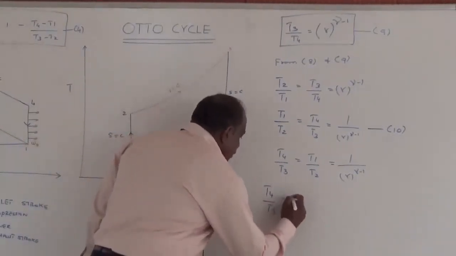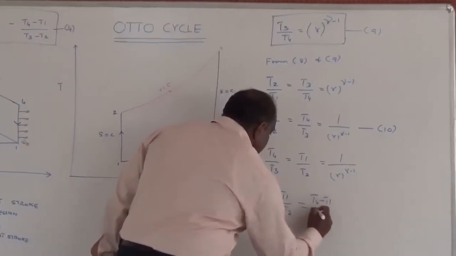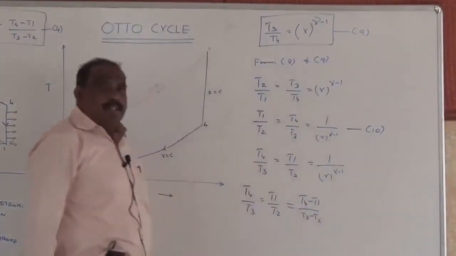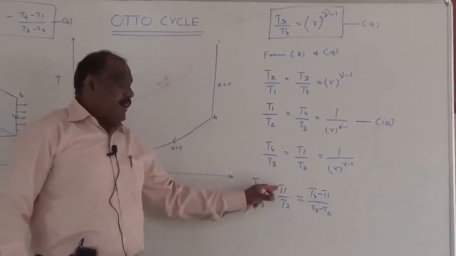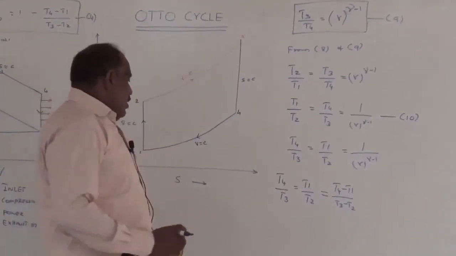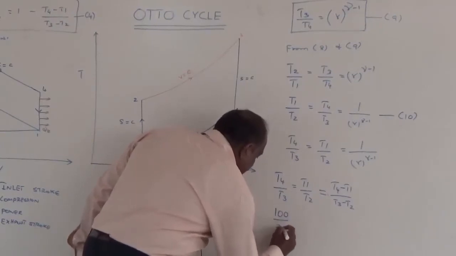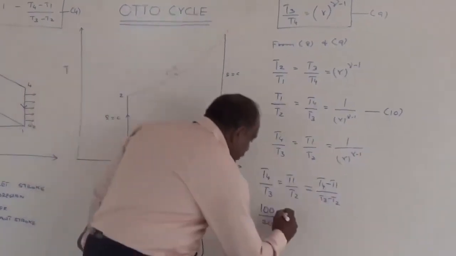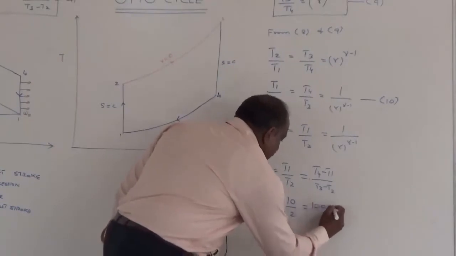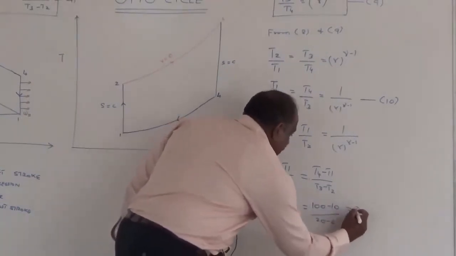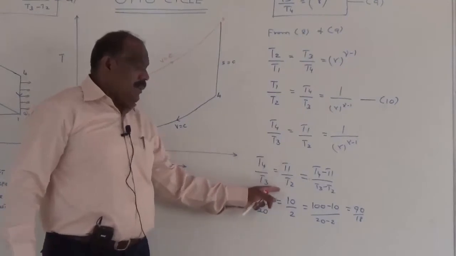From this one, T4 by T3 is equal to T1 by T2 implies this should also be equal to T4 minus T1 by T3 minus T2. This is a common rule in mathematics. So if T4 by T3 is equal to T1 by T2, then T4 minus T1 by T3 minus T2 will also be equal to what? T1 by T2 and T4 by T3. For example, if you want to confirm this, if I have T4 as 100 and T3 as 20, the ratio will be 5. Here also you can take 10 by 2, then also it will be 5 because both will be equal. Now you can take 100 minus 10 by 20 minus 2, which will be 90 by 18, which will also be equal to 5.